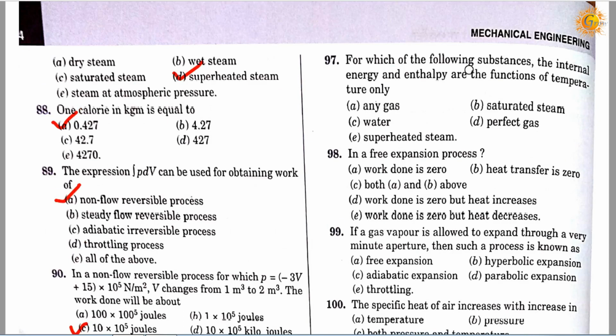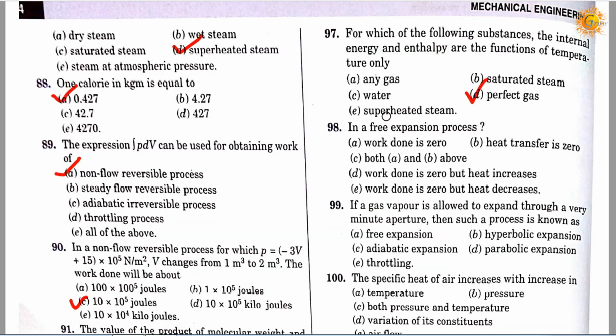Question number 97. For which of the following substance the internal energy and enthalpy are the functions of temperature only? Option A, any gas. Option B, saturated steam. Option C, water. Option D, perfect gas. Option E, superheated steam. So the correct answer will be D, or the perfect gas.